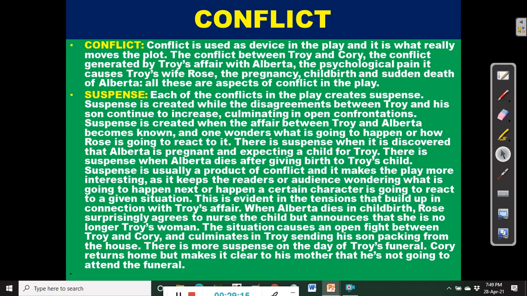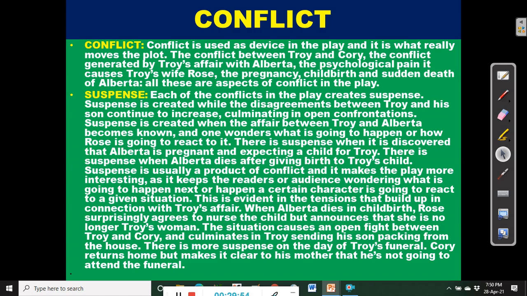And here comes suspense. So conflict is used as a device in the play Fences, and it is what really moves the plot. The conflict between Troy and Corey, the conflict generated by Troy's affair with Alberta, the psychological pain it causes Troy's wife Rose, the pregnancy, childbirth, and sudden death of Alberta, all these are aspects of conflict in the play. And where you have conflict, the product of conflict is suspense. Each of the conflicts in the play creates suspense.